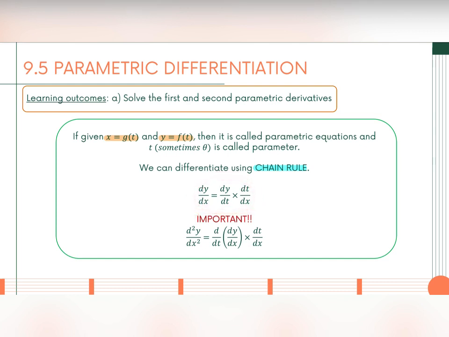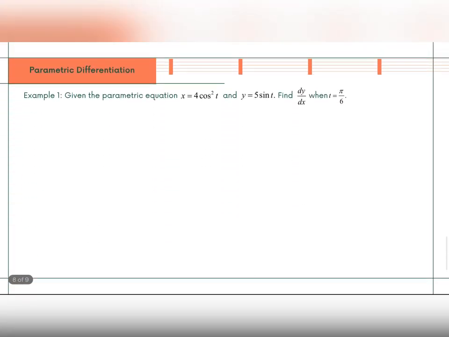So untuk second derivative, benda yang sama, cuma the important part is you must multiply by dt over dx. Bila nak dapat second derivative, kita akan differentiate semula dy over dx. Tetapi, variable of dy dx kita adalah in terms of t. So, that is why kita akan differentiate with respect to t. And after that, we are going to multiply by dt over dx. So let's look at the first example.